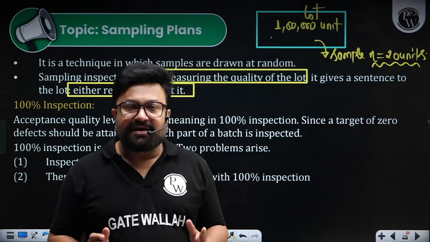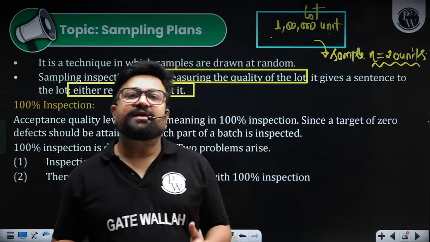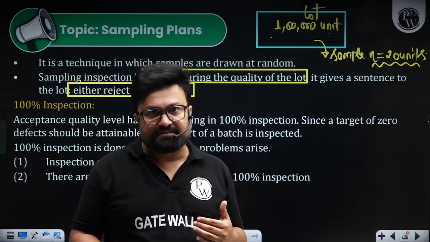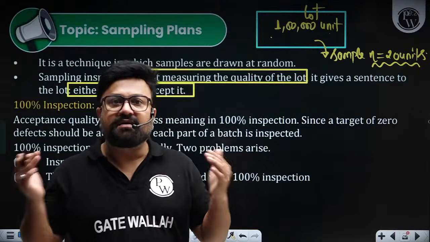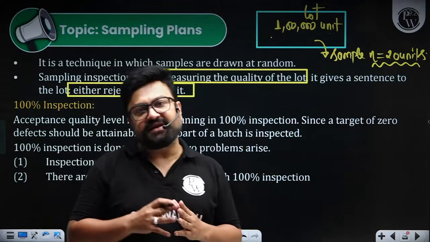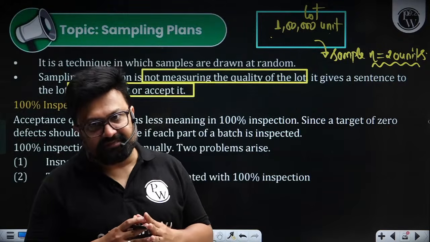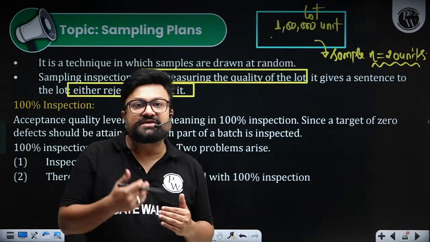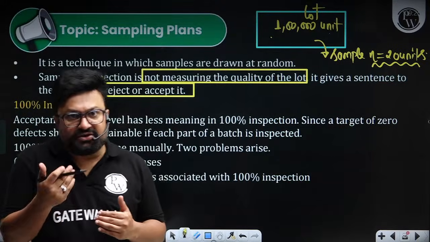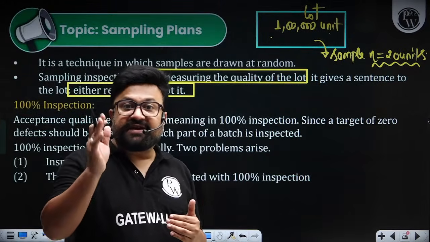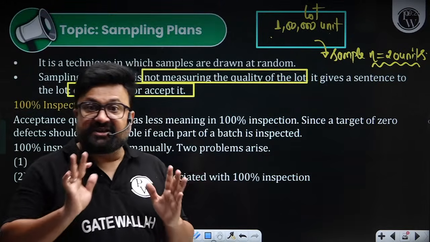Even with a machine, if you do 100% inspection, a lot of time gets consumed, and time is money. So acceptance quality level has less meaning in 100% inspection, since your target is zero defects. Zero defects should be attainable if each part and batch is inspected.